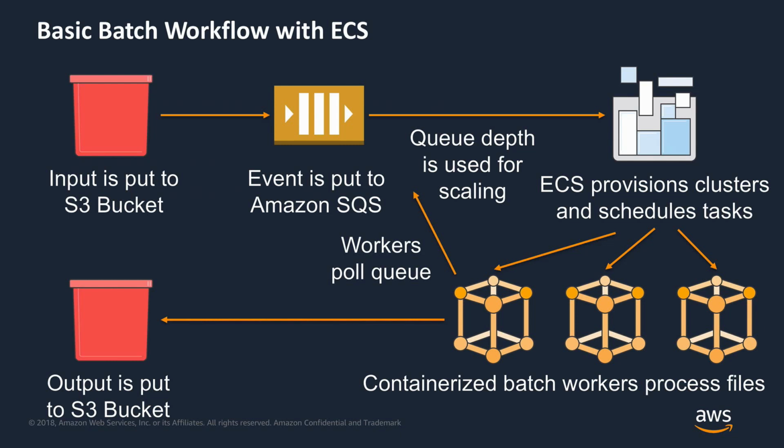By means of CloudWatch metrics and alerts, you can define a scale in and scale out event based on the queue depth. Then ECS provisions clusters, so it adds more workers or reduces workers in the cluster, and each worker could have code that continuously polls the SQS queue and receives messages about the images or files to process. It loads the image, then processes it, and then copies the results back to S3.